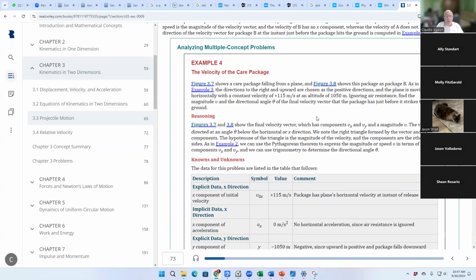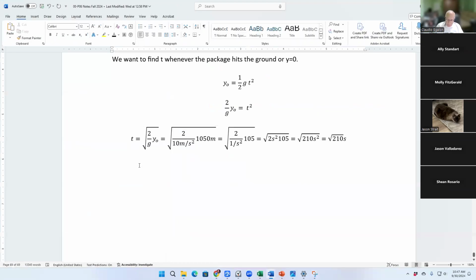To find the velocity, you have to use those two equations for the velocity, right? Example 4. Find the speed just before impacting the ground and the angle of the velocity vector. Okay, velocity vector. That's what he's asking.